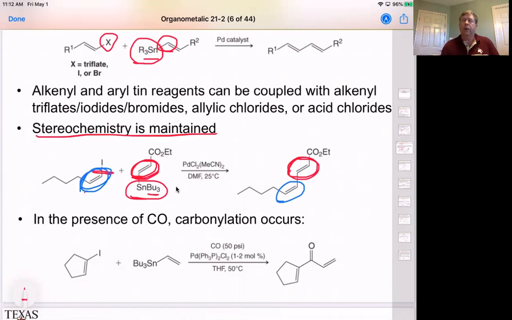All right. One of the weird things that you can actually do with this is a coupling reaction in the presence of carbon monoxide, or CO. When you do this coupling reaction, you end up inserting a carbonyl in between two different vinyl groups. In this case, you still have to have a vinyl halide and a vinyl tin reagent, but you can insert a CO group in between those two while maintaining stereochemistry of the double bonds.